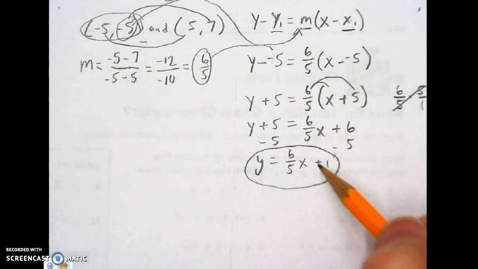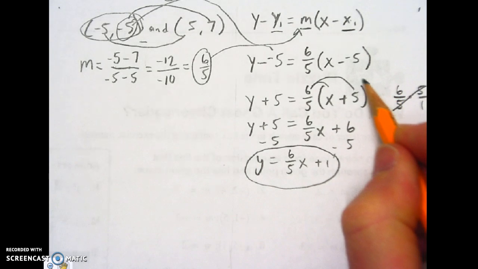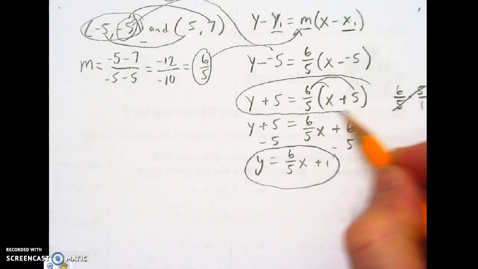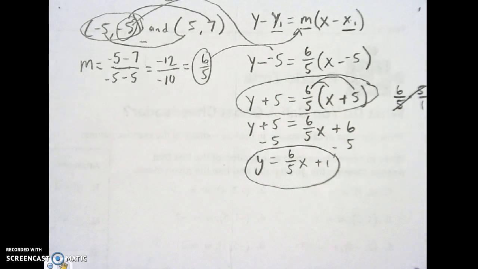Again, if you didn't have to write this in y equals mx plus b, this equation right here in point slope form would have been an equation for a line also. Either one's good. Done deal.